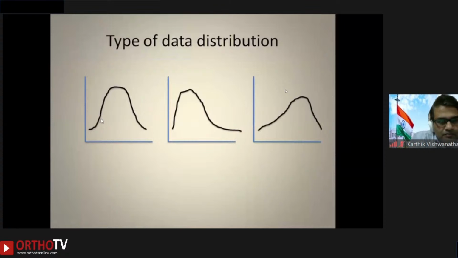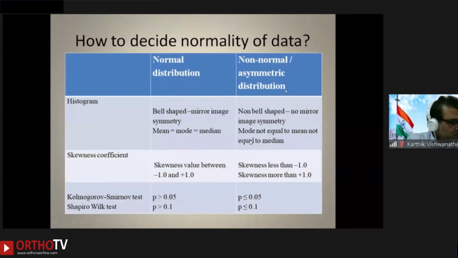This is data distribution. You draw a histogram and then you superimpose a curve. Most of the statistical software will do this. So this is a bell-shaped curve. This is called normal distribution or Gaussian distribution. The ones in the middle and the right, this is positively skewed data. This is negatively skewed data. Both of them are not normally distributed.